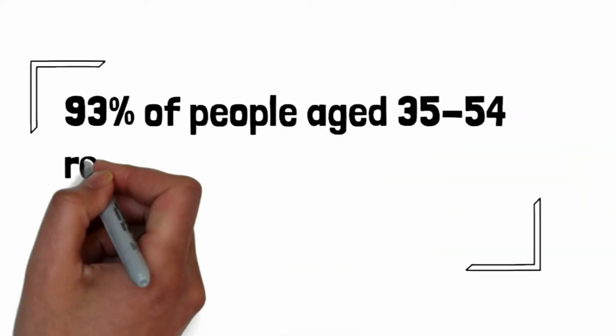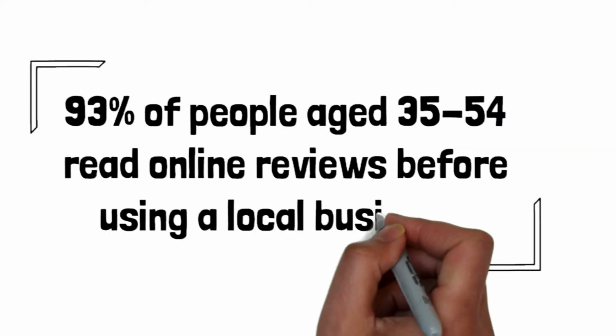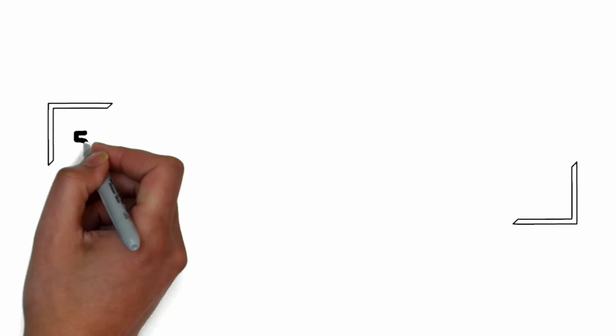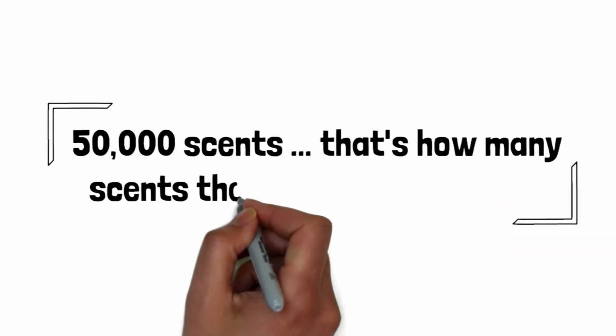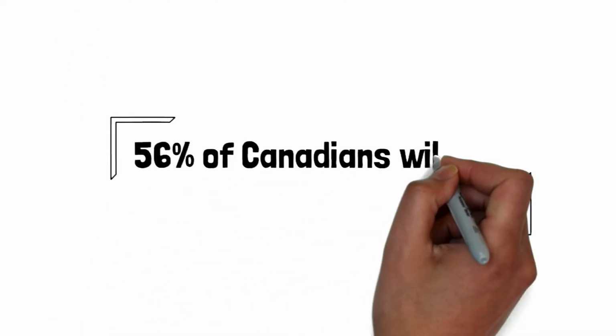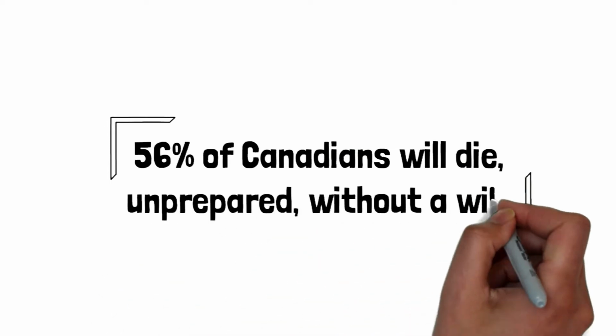A digital marketing agency could start with an ad that says something like 93% of people aged 35 to 54 read online reviews before using a local business. And that's a true fact, by the way. A carpet cleaning company could say 50,000 scents. That's how many scents the nose can remember. If you were creating an ad for a funeral home pre-planning service, you could use the fact that 56% of Canadians will die unprepared without a will.